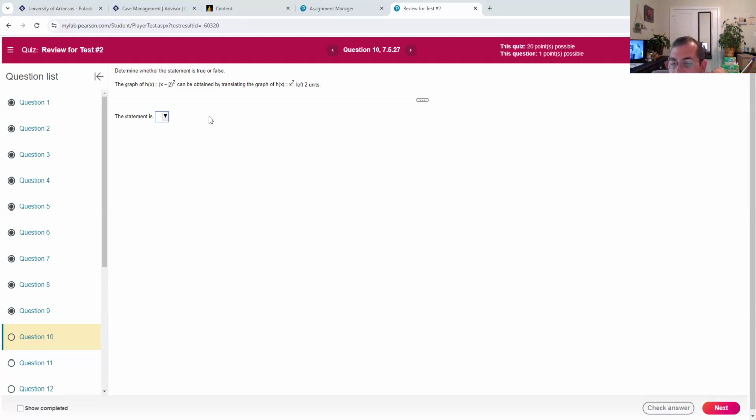All right, what are y'all saying? False? Good job. Because remember, when we subtract from the x, it actually moves me to the right. So y'all, we would come in, put a false on that one, and go to our next.